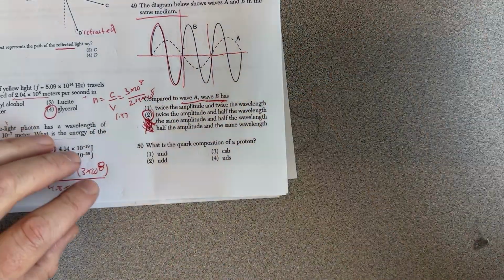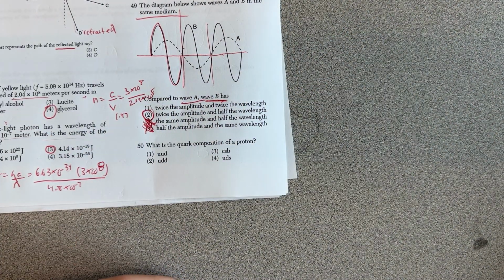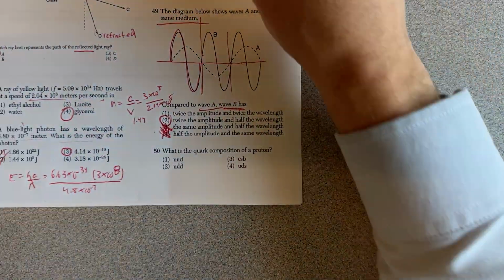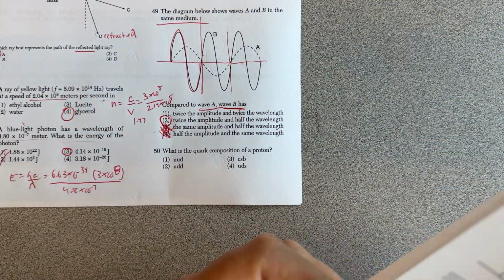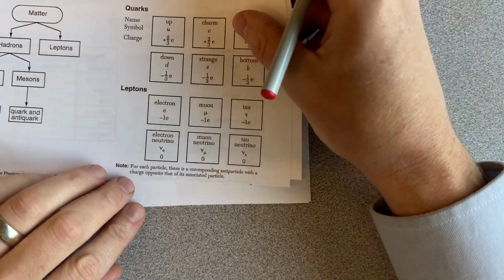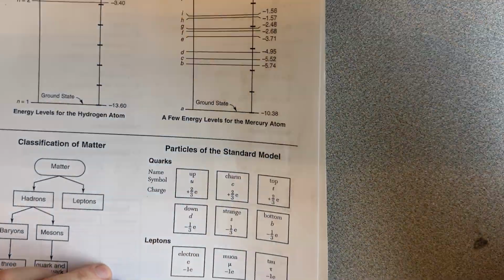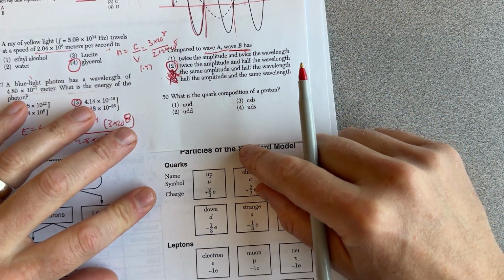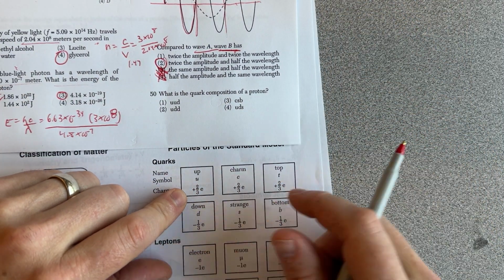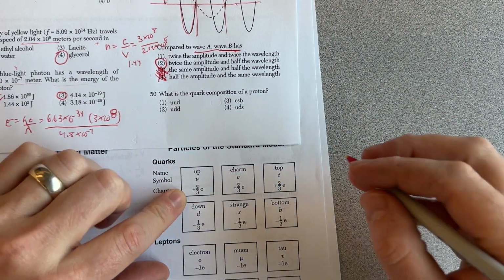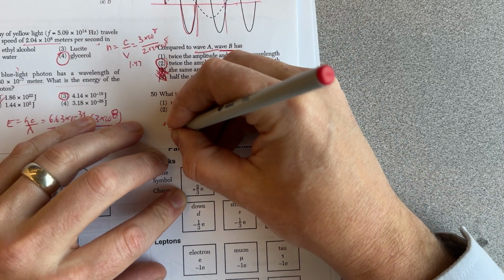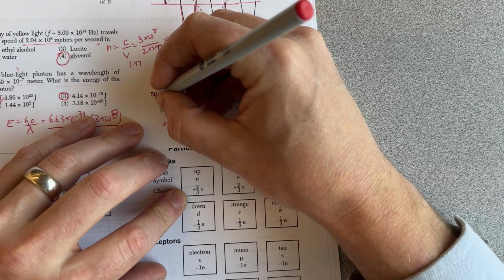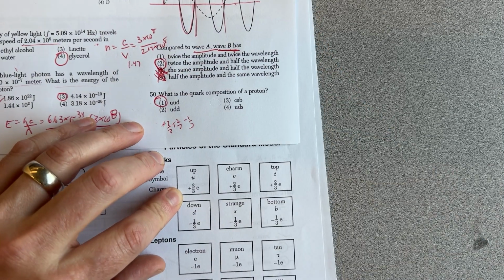What is the quark composition of a proton? It's got to be +1, right? Proton's +1, so we talked about this. This is just kind of a memorization one, but we'll look at it anyways. It's got to be positive. So up, up, down would be +2/3, +2/3, -1/3. So it'd be 4 minus 1 is 3. So that one's probably the answer.